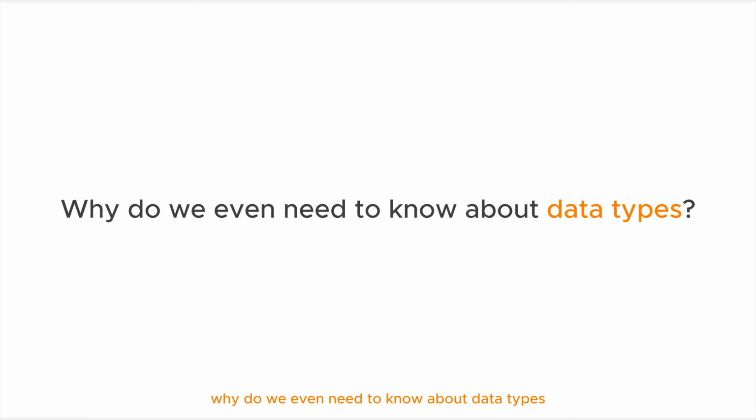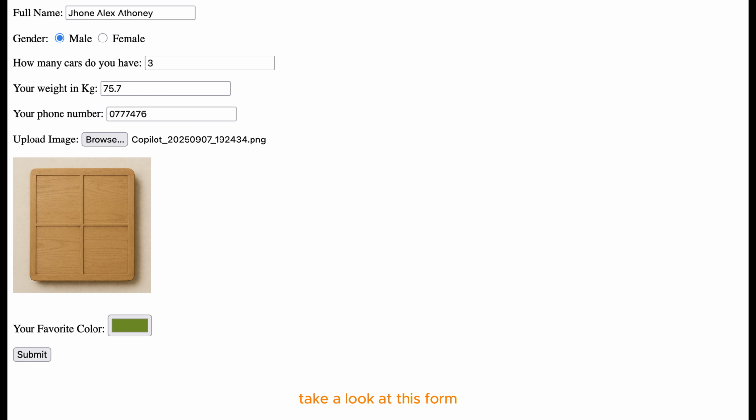Why do we even need to know about data types? To answer this, let's look at something we all see every day, an online form. Take a look at this form. Each field asks for a different kind of information. For example, full name. Here, the computer is expecting text. In programming, we call this a string.